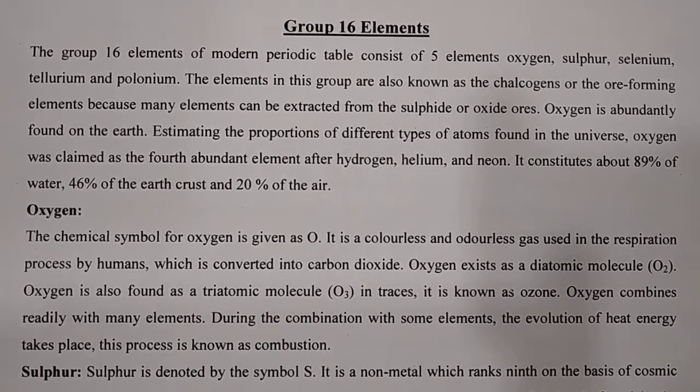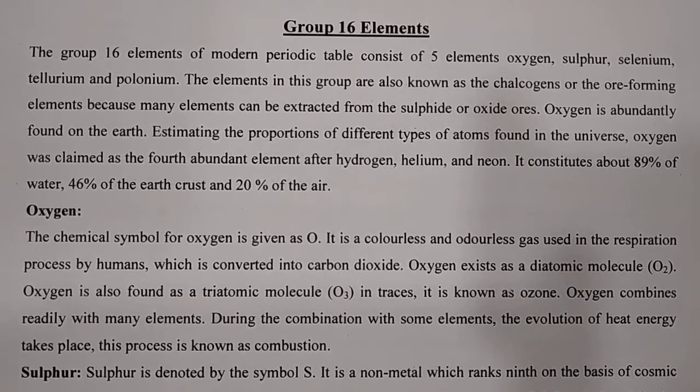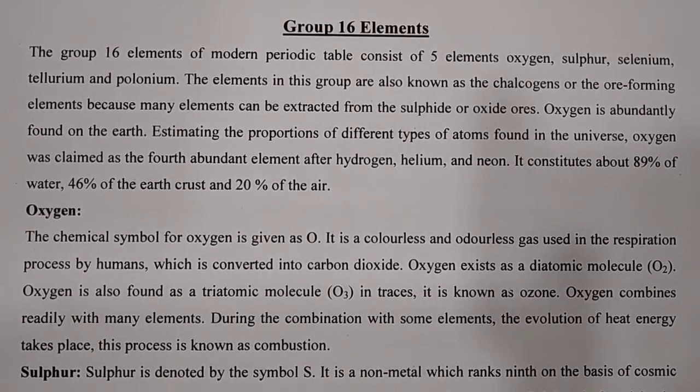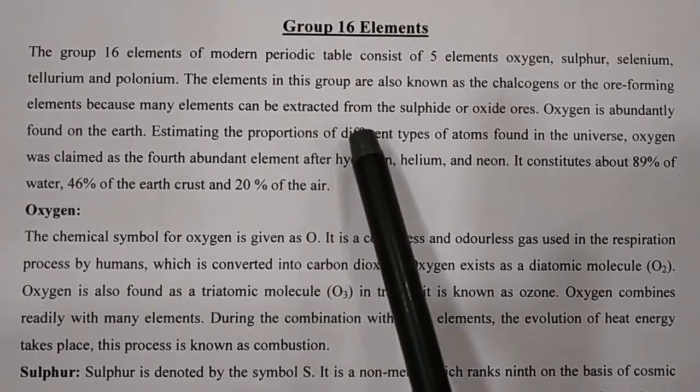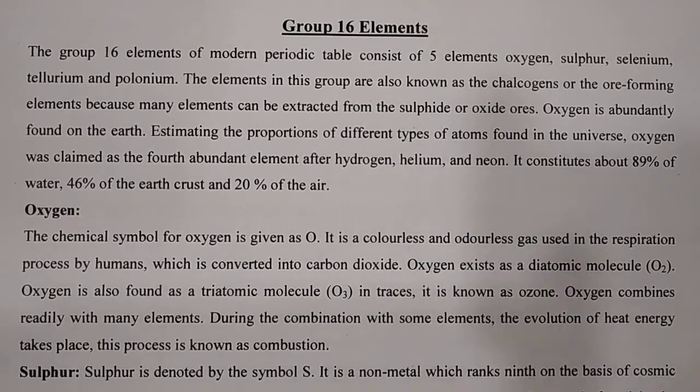and polonium. The elements in this group are known as the chalcogens family or the ore forming elements because many of these elements can be extracted from the sulfide or the oxide ore.